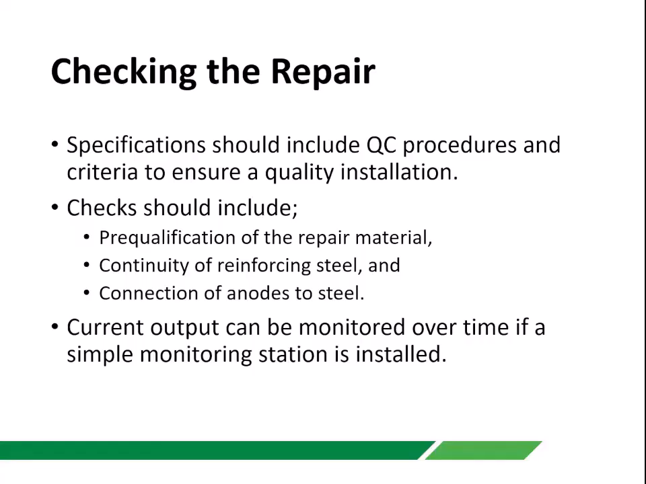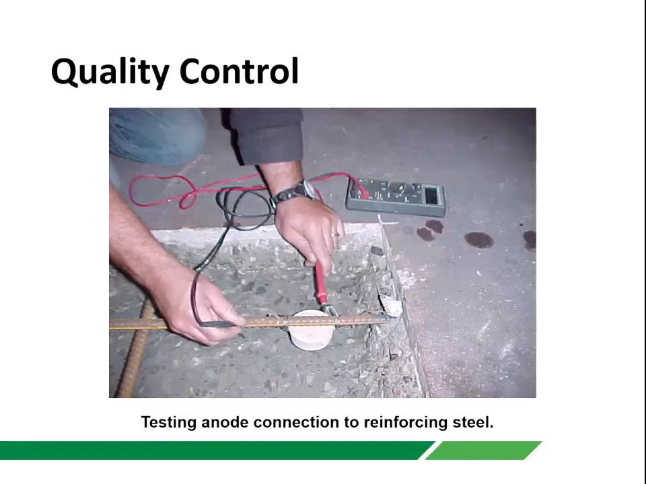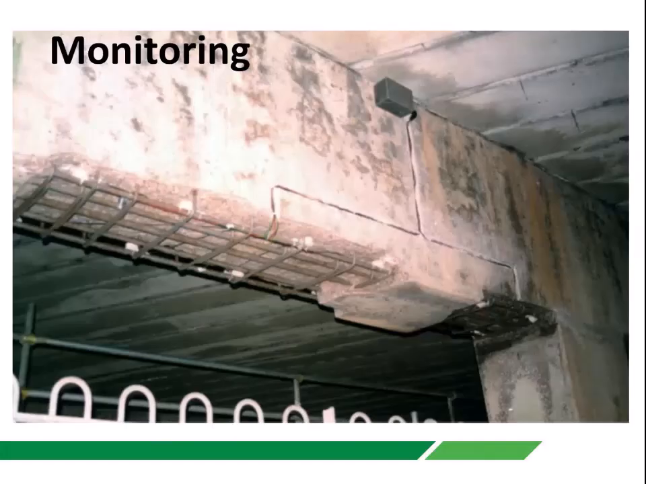I'll show you just a couple of slides at the end here about how current output can be monitored. In the video you saw how you can just check with a regular multimeter to make sure you have good electrical connection between the anodes and the steel. And in a lot of cases, it's a good idea to install a few anodes and connect them for monitoring purposes. This is a bridge project, and you can see 8 anodes in the left repair and 4 in the right repair, and a couple of slots going back to this gray box.